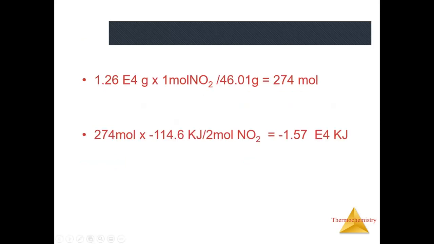So, as you said, I'm going to take my grams and I'm going to multiply that by 1 mole over the grams to get my moles. Then I know that I generate that much heat if I have 2 moles of NO2. So I'm going to multiply this by this, and this means I will have generated 1.57 times 10 to the 4th kilojoules.